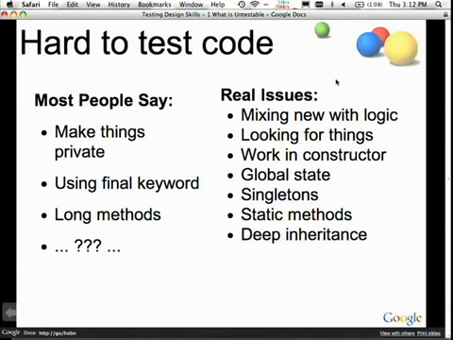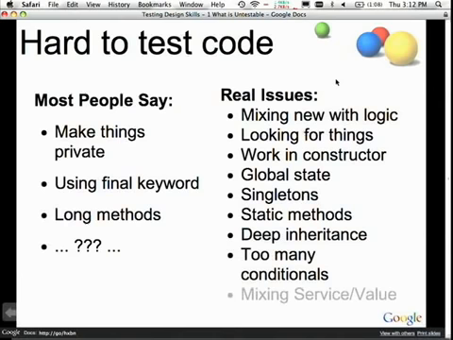So notice these two lists. Most people actually cannot answer the question of what makes code hard to test, even though we do this all the time. So we kind of want to talk about this a little further. Oh yeah, and last one I forgot, our good old favorite, too many conditionals, which is the if statement. But anyways, let's get into this further. Oh wow, this is a really long list.